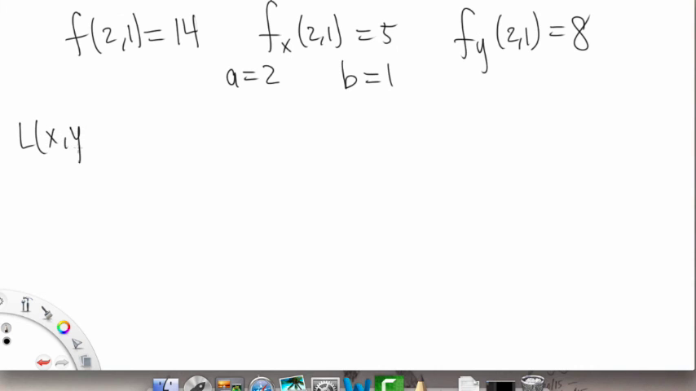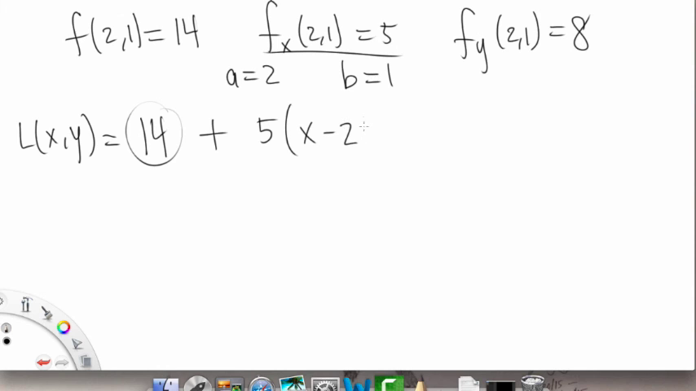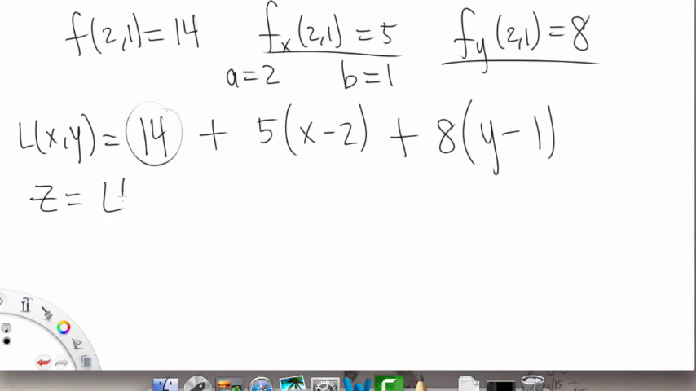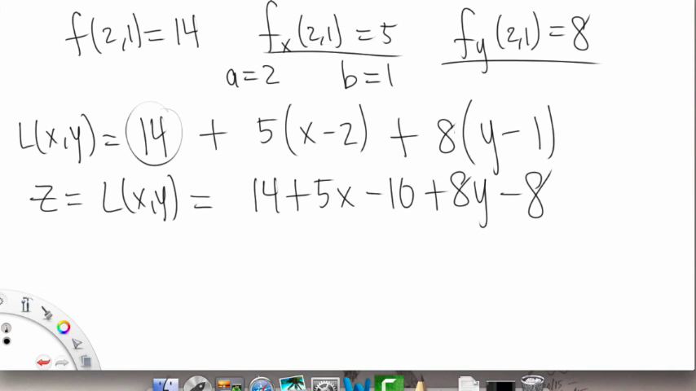We get L(x, y) is equal to 14, right, that's in for that spot, plus our f sub x, so that would be 5 times (x minus a), which is 2, okay, and then we have that added to our f sub y at (2, 1), so that would be 8 times (y minus b), and b is now 1, so we plug in that. Okay, so now let's just simplify, and we get that z, which is also the same thing as the linear approximation, right, that's going to equal 14 plus 5x minus 10 plus 8y minus 8.